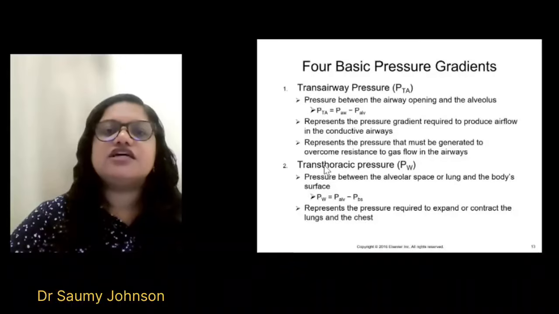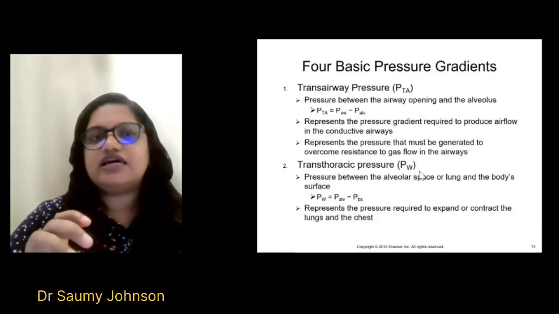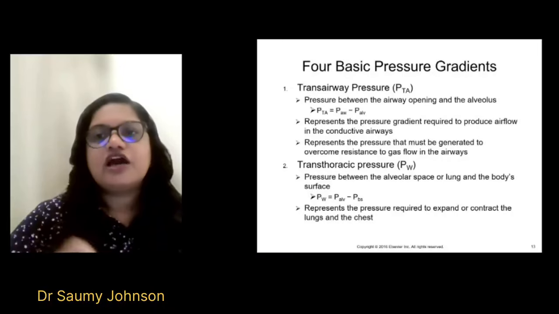Now, the second pressure gradient is transthoracic pressure. We said initially that there are four basic pressure gradients.